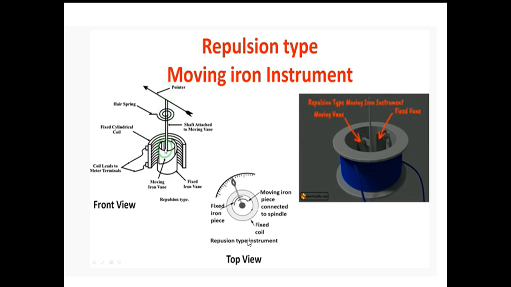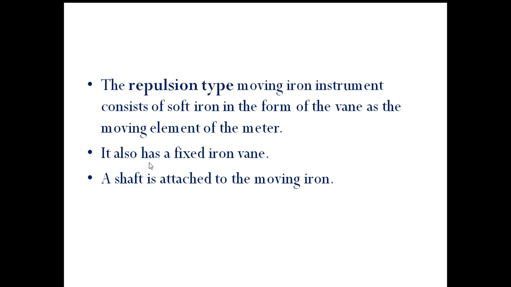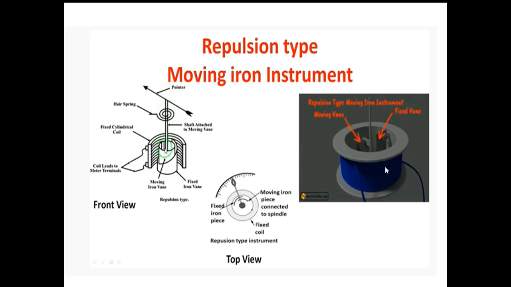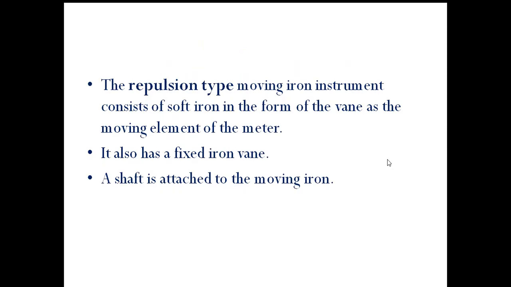Don't get confused. This is the top view of the instrument, as it looks from the top side. And this is the side view. This part is the front view. If we cut this part and observe, the front view of the instrument will be like this. And this is the 3D view of the repulsion type instrument. Now we will see how this repulsion type instrument works.